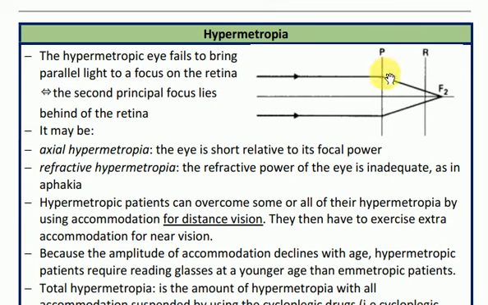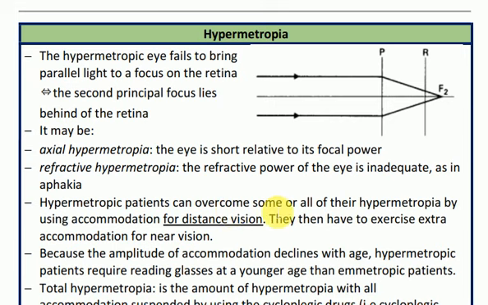Next is hypermetropia, in which the eye fails to bring parallel light to a focus on the retina, and the second principal focus lies behind the retina. It is also of several types like axial. In axial, the eye is short relative to its focal power. In refractive, the eye is not short but the refractive power of the eye is inadequate, as in aphakia.